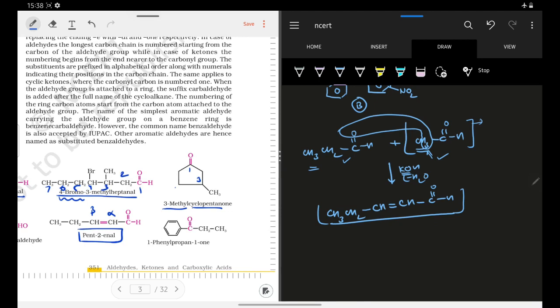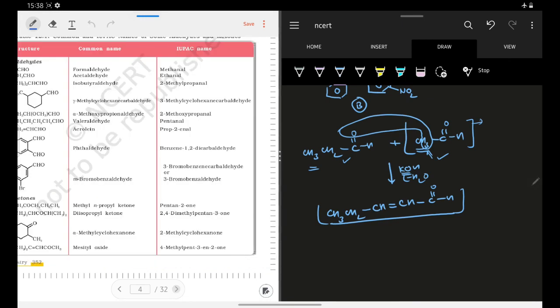Of course, there are more than one possibilities for the reaction to occur here. But what I am doing is telling you how pent-2-enol can be formed. I am only specifically concerned with pent-2-enol. I am not concerned with all of the other possibilities. So this is what we have to remember here.